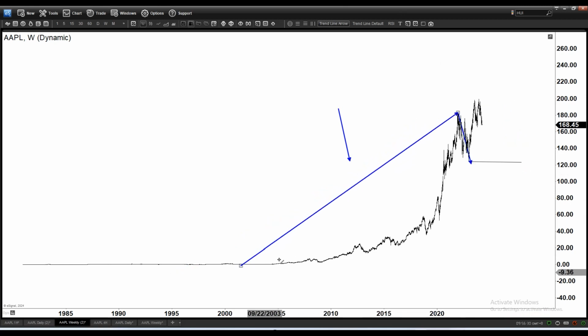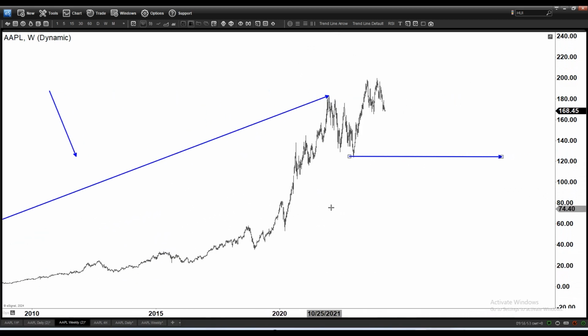In other words, think of it as like 1, 2, right? And then you start a new leg higher. Now that means any pullback is going to be bullish against this February 2023 low, right?